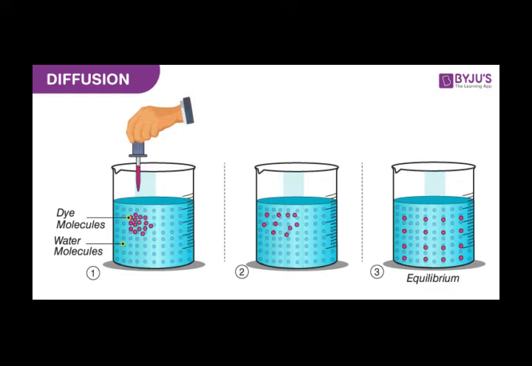And already I have said that gaseous diffusion is more rapid than in solids and liquids. So this was about diffusion. Now I spoke about why diffusion is required in plants, no? That I didn't answer you. Now listen to me.